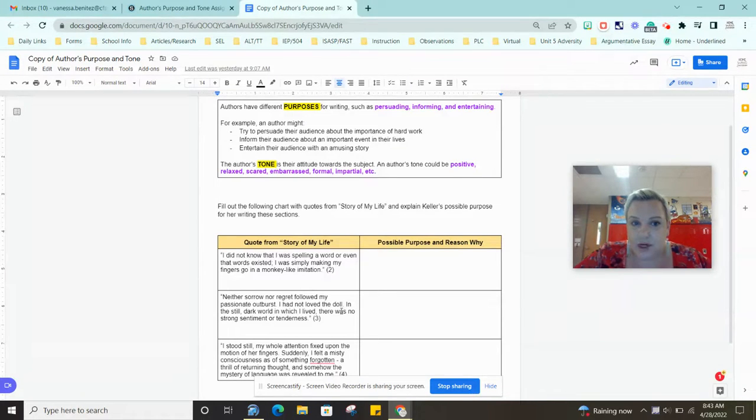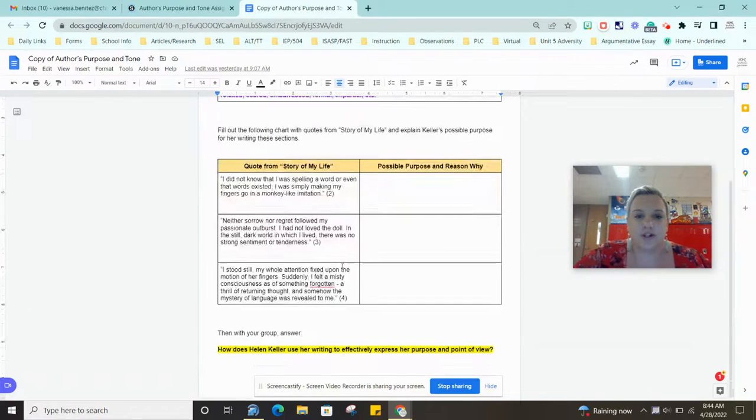Okay. Now, purpose is different than tone. Tone is an author's attitude towards a subject. So, the tone in the Amy Mullins story, the woman who has prosthetic legs, she has a very sarcastic tone, but also a very positive tone to her text that we've read because she wanted us to feel comfortable, right? But there's other types of tones: positive, relaxed, a scared tone, an embarrassed tone, formal or very kind of serious, and impartial, meaning there really isn't a positive or a negative tone.